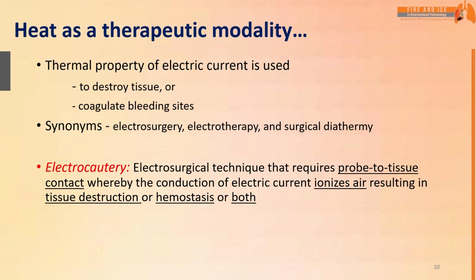Use of heat as a therapeutic modality has been practiced for decades. Thermal property of electrical current is used for destroying tissue and coagulation of bleeding sites. So what is electrocautery by definition? This is an electrosurgical technique that requires probe to tissue contact, whereby the conduction of electrical current ionizes air, resulting in tissue destruction or hemostasis or both.